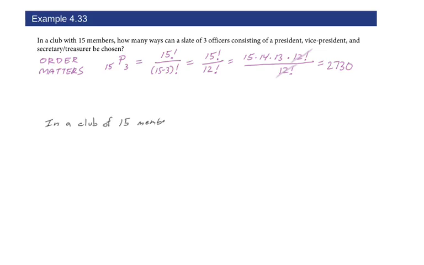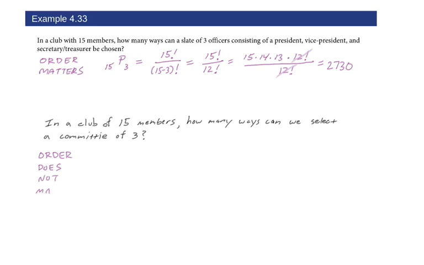Well, what if we do the same thing in a club with 15 members, but this time we just want to pick a committee of 3 people. So there are no positions assigned. If you're selected, you're on the team. There is no ranking in there. So in this case, order does not matter, and so it's going to be a combination in this case.